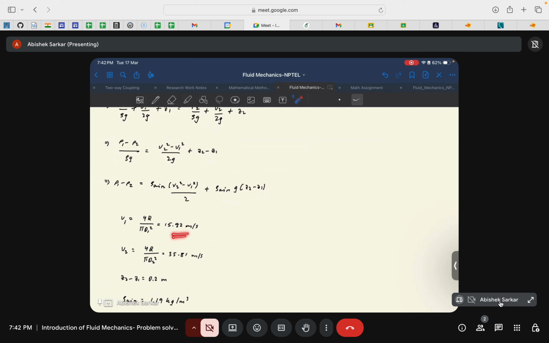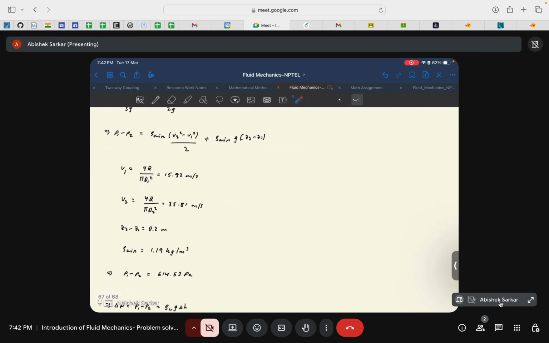Then at the reducer, that is at the throat, you will have a higher velocity because of the lesser area. You can get V2 to be equal to 35.81 meter per second. Just remember to convert Q in terms of meter cube per second rather than from liters per second.